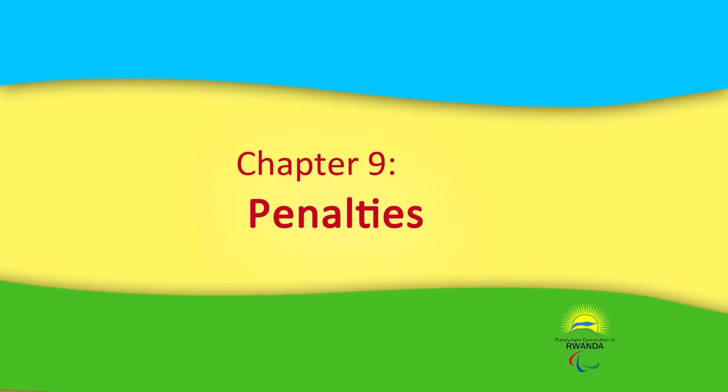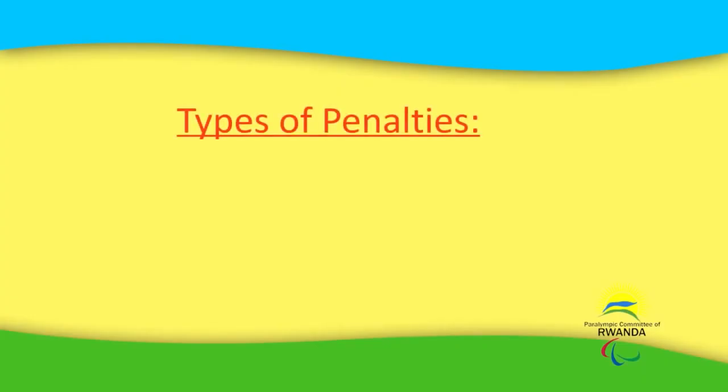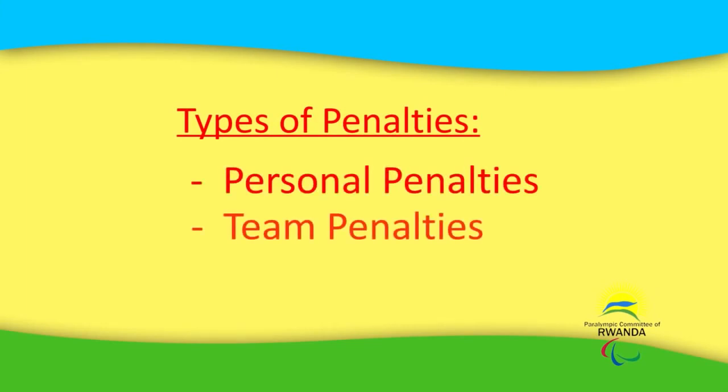Chapter 9. Penalties. There are 2 types of penalties: personal penalties and team penalties. In both cases, only one player shall remain on the court to defend the penalty throw. In the case of a personal penalty, this shall be the player who committed the penalty. In the case of a team penalty, this shall be the player who made the last recorded throw before the penalty.